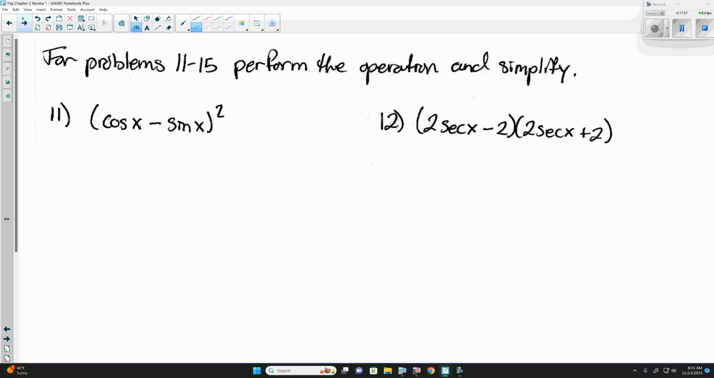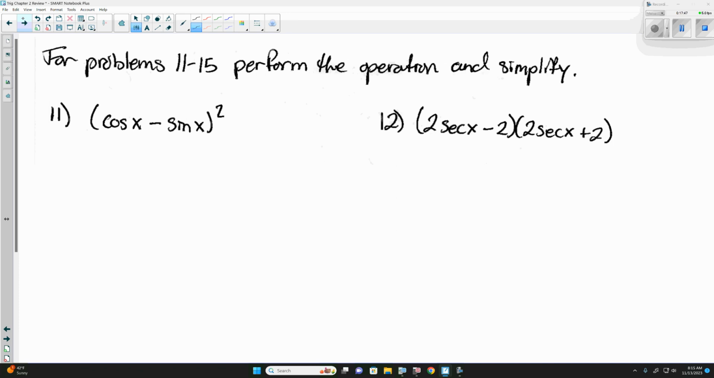Perform the operations and simplify. Questions on 11 and 12. Or is there one of these two that you all want to see work?